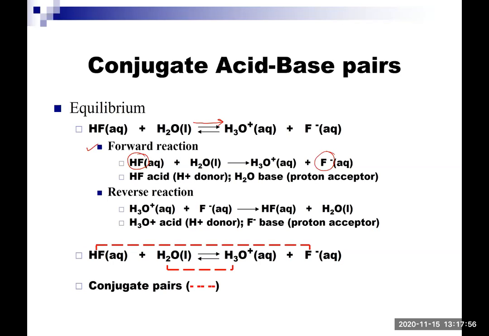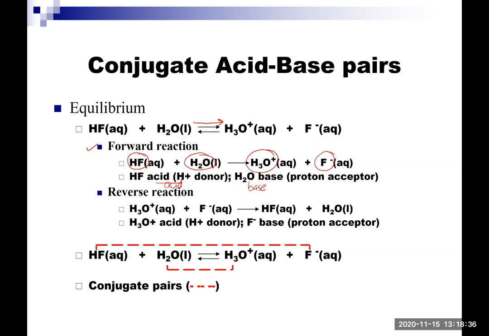If we look at H2O, we can see that H2O accepted that proton that hydrofluoric acid donated, because in the products, H2O becomes H3O+. Notice that H3O plus has one more proton and is more positively charged by 1 compared to H2O. HF is a proton donor, meaning HF is an acid. And H2O is a proton acceptor, meaning H2O is a base.